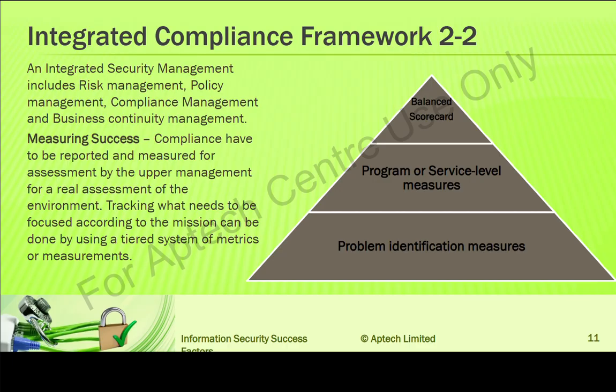management integration. Now, measuring success, which is compliance, has to be reported and measured for assessment by the upper management for a reassessment of the environment, and also tracking what needs to be focused on according to the mission can be done by using a tight system of metric or measurement, which we are going to use in this pyramid. Number one, balanced scorecard, and number two, program or service level measure. You have to check the program or the kind of service level measure.